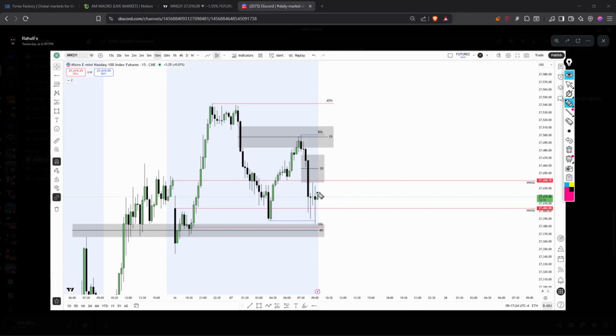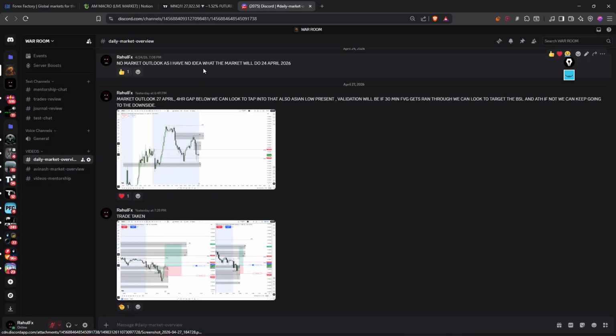The second outcome could have been, if we broke through this 30-minute, we could just continue like this also. And the third outcome was, if it broke here, then we could continue down to the unmitigated new day opening gap which is present below. Okay, so that was my overall thought process.